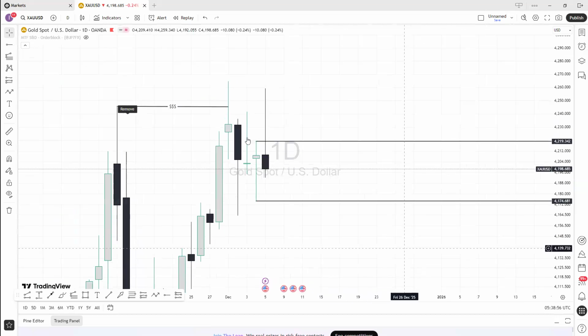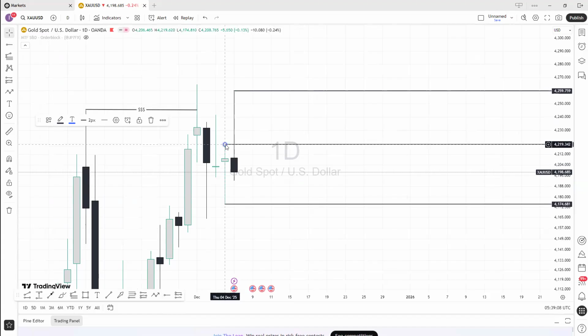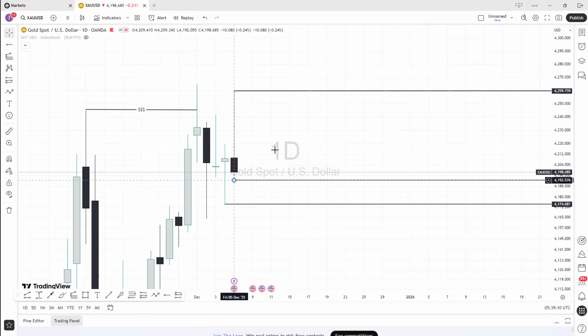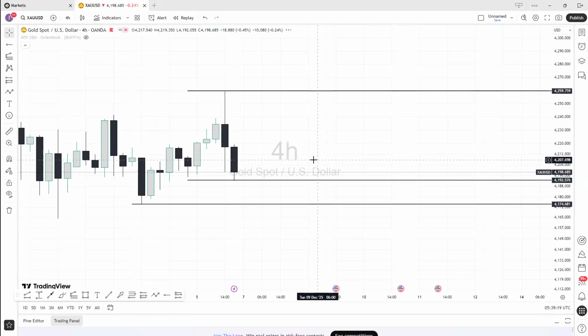So where can we enter? You can mark today's range, that Friday range, and then after spotting this range, you can find a short position from where? From the premium zone. So we are going to divide this into premium and discount on a lower time frame. Let's shift to 4 hour.